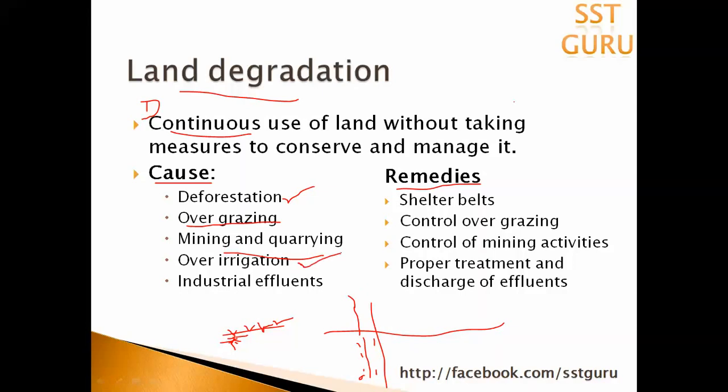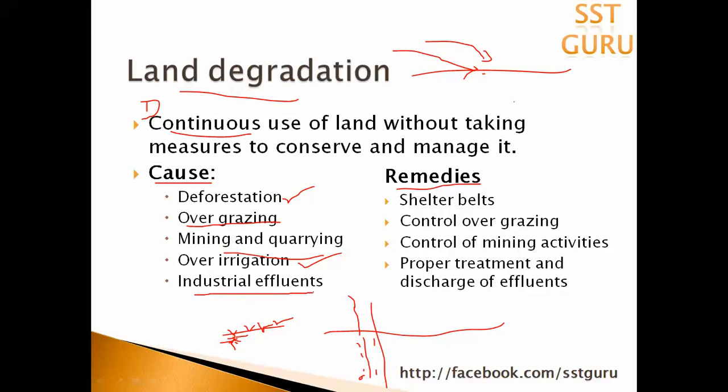Over irrigation is another cause. Over irrigation washes out all the nutrients. Our soil contains a lot of nutrients. When over irrigation occurs, the farmer pours a lot of water, more than an adequate amount, to the field. So the nutrients are washed away and the plants are deprived of the nutrients. So this is over irrigation.